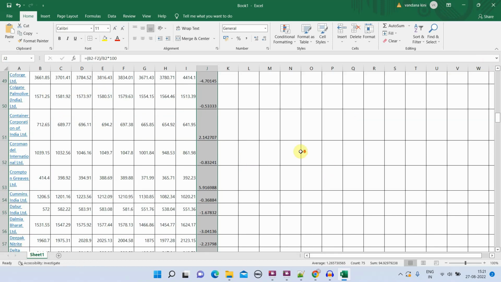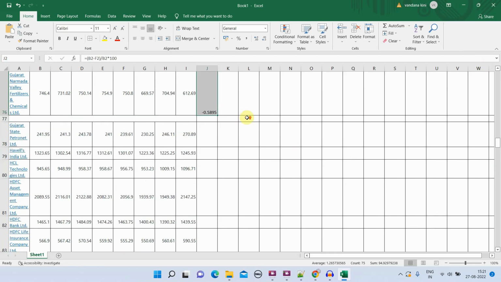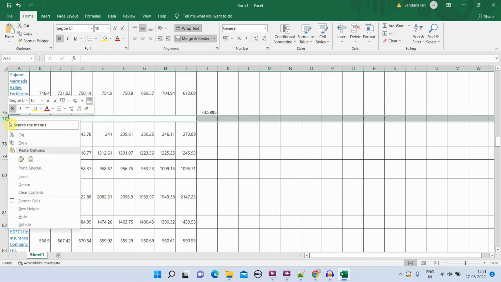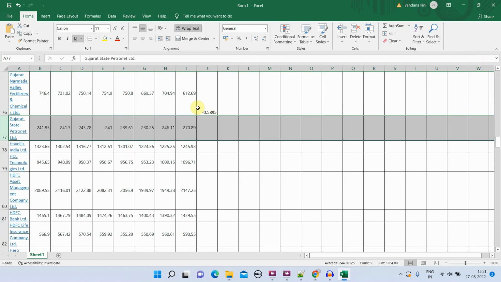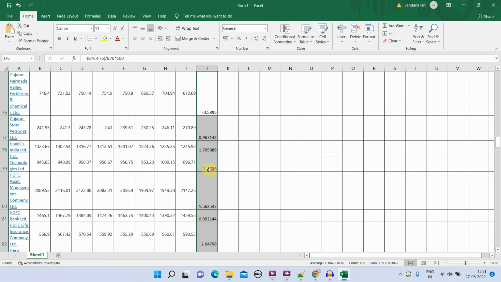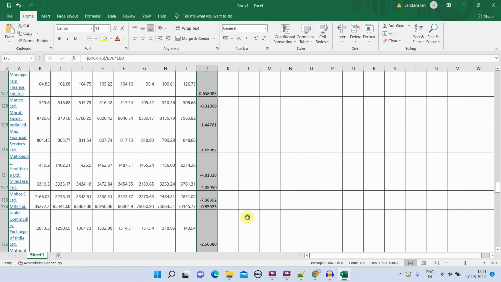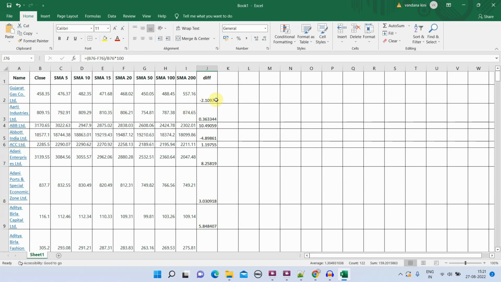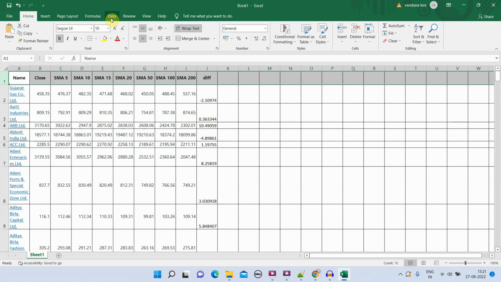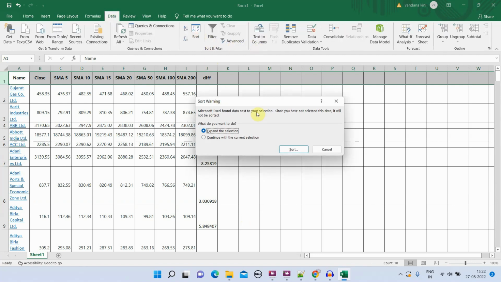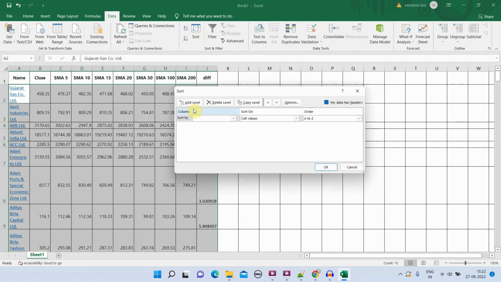Let me just check that. This is the problem. That's why I told you we have to remove the blank lines. I hope now everything is done. Yes, everything is done. Let me go to the top. So now you find all this. Now I am going to sort this column: Data, Sort, expand the selection, sort by diff.